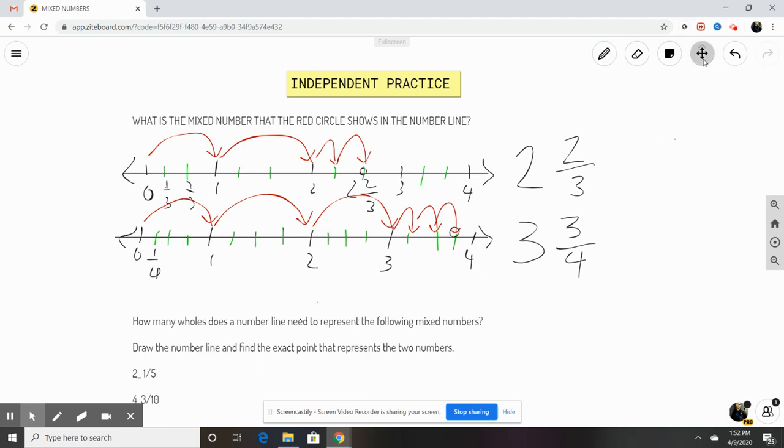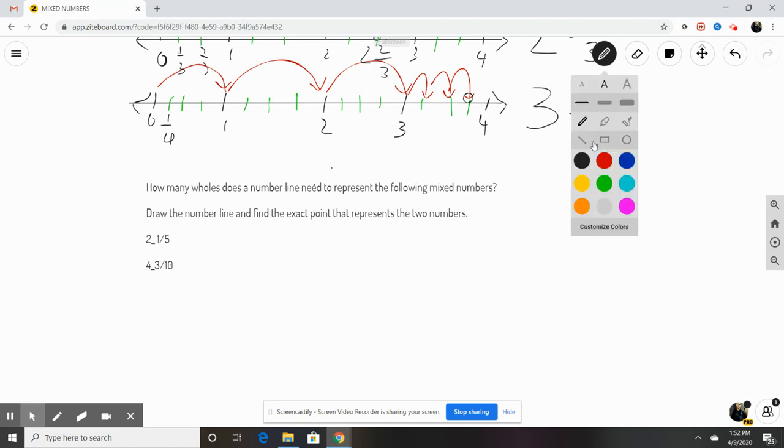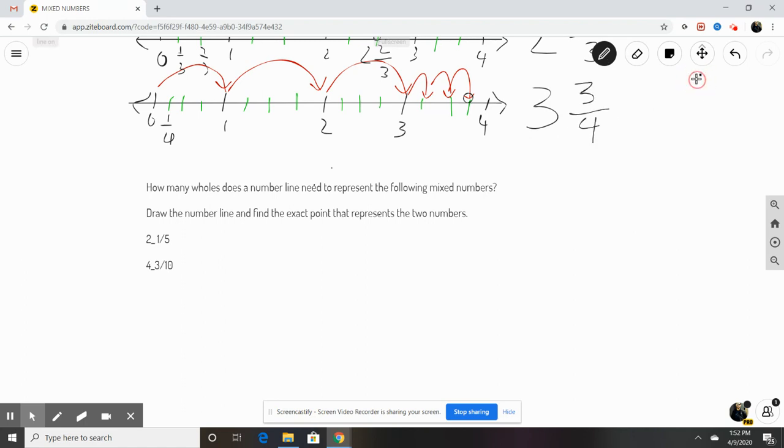All right, let's move to this. How many wholes do I need to represent 2 and 1/5? Remember, I have more than 2, but not quite 3. So I'm going to need 3 wholes to represent that number in the number line. And for this one, 4 and 3/10, I'm going to need 5 wholes because I got more than 4, less than 5. Now let's draw a number line very quickly to represent this number.